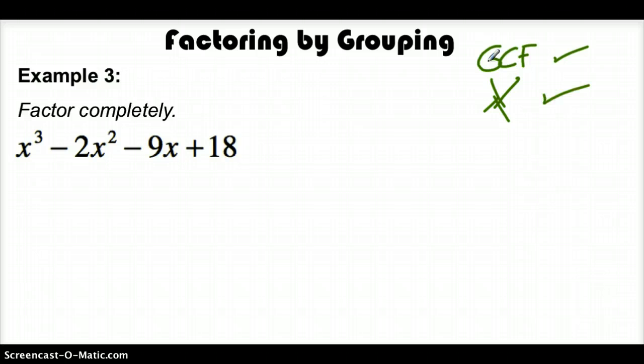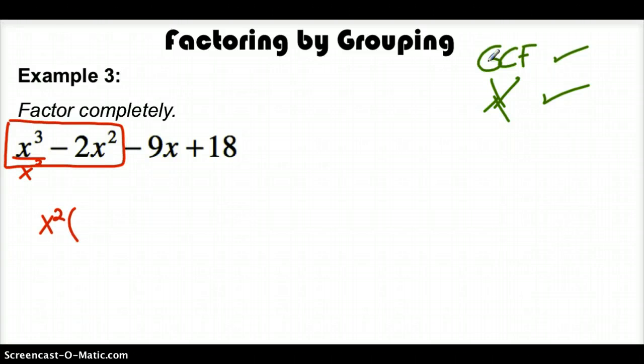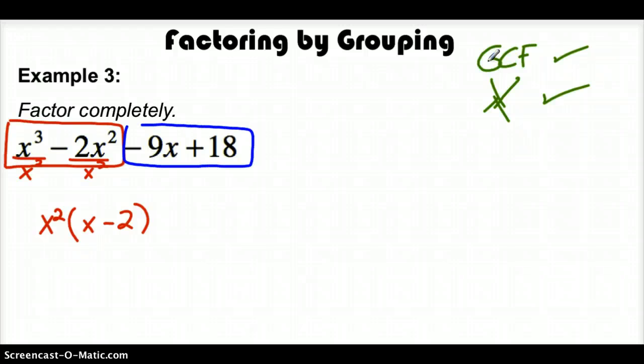I'll look at these first two terms and see if there's anything I can take out of them. Well, they have two x's in common, so I will take out an x squared, and I'll divide both terms by x squared. It looks like I'll be left with x minus 2. Good. Now let's look at this next part. I'll see if I can take out a greatest common factor between these two terms in the blue box.